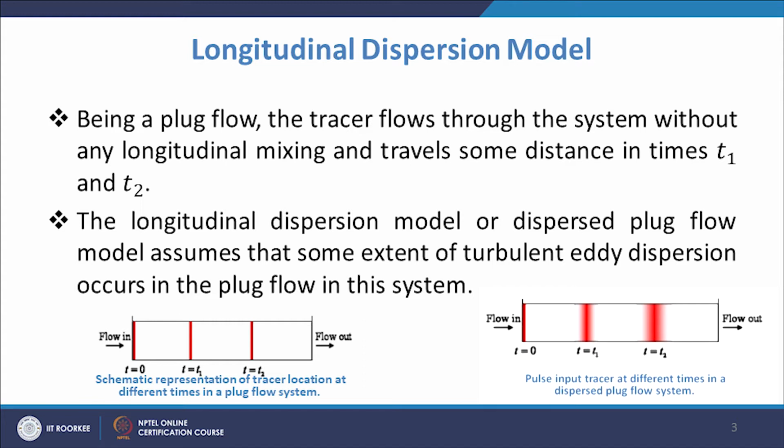In plug flow there is no longitudinal mixing, and the tracer travels some distance in times t1 and t2. As you see, at t equal to 0 it is here, and at t1 and at t2 it is also maintaining its identity. That is basically the ideal plug flow.